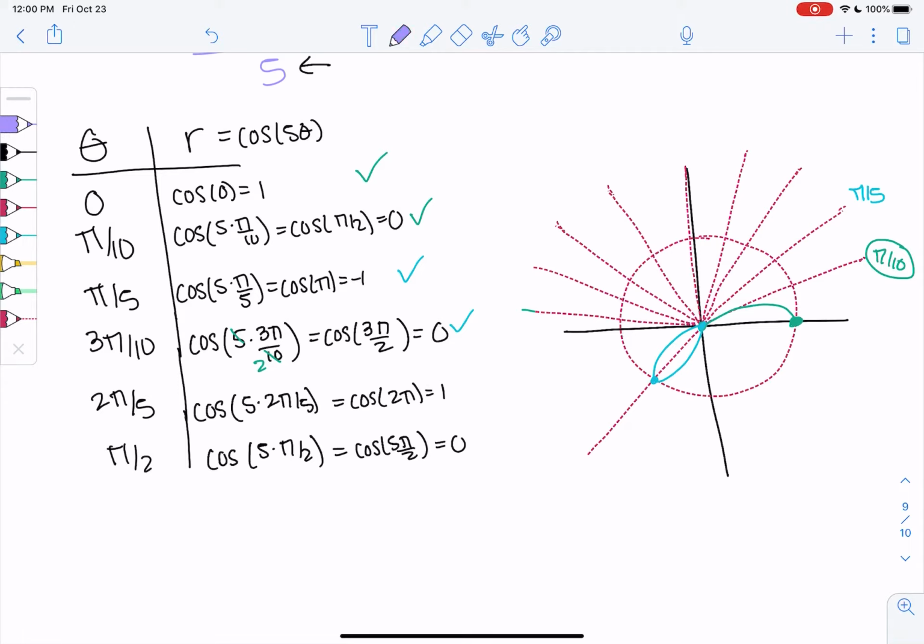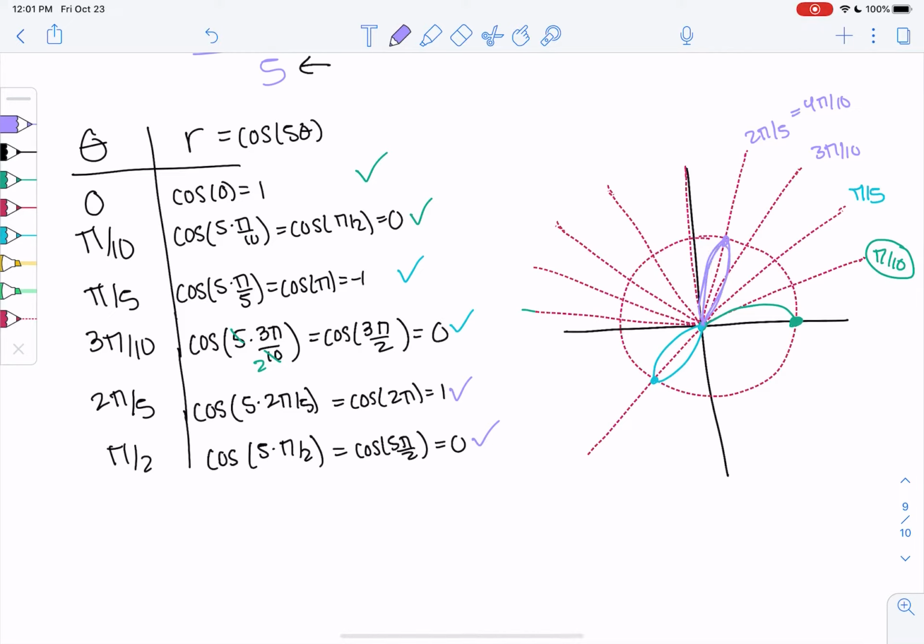And then we have 2 pi over 5. So this was 3 pi over 10, 2 pi over 5, or 4 pi over 10, if that helps. And so at 2 pi over 5, it's going to go back out to 1, so it's probably going to make another loop. And then it comes back to 0 before pi over 2.